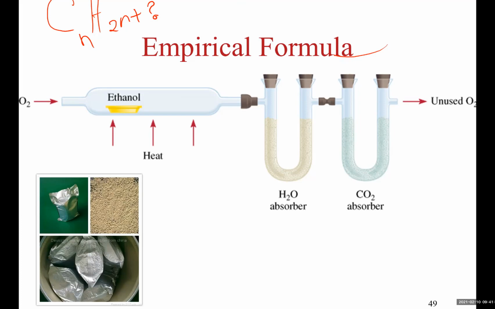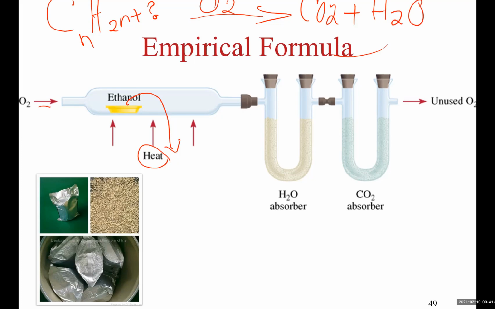That's how we do it. We send the sample to a lab. In the lab, they take the unknown compound here, suppose we don't know what ethanol is. You are passing oxygen and you are heating. Obviously, the sample is going to burn. When the sample burns with oxygen, what does it make? Carbon is oxidized to CO2, and hydrogen is going to be oxidized to water.